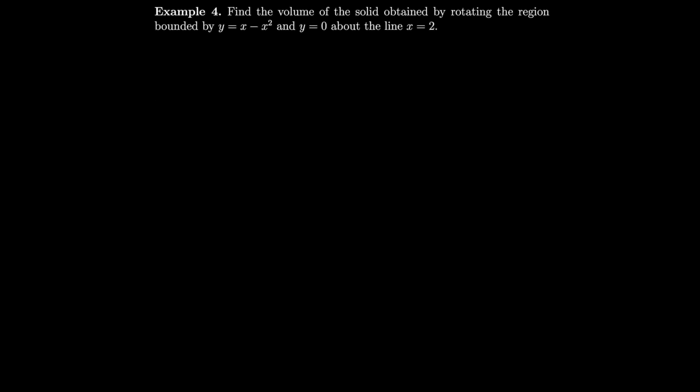Okay, let's find the volume of the solid obtained by rotating the region bounded by y equals x minus x squared and y equals 0 above the line x equals 2. So first let's draw our region. So this looks something like this, because it's the parabola y equals x minus x squared.